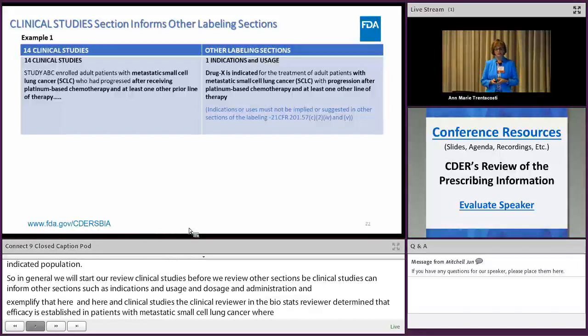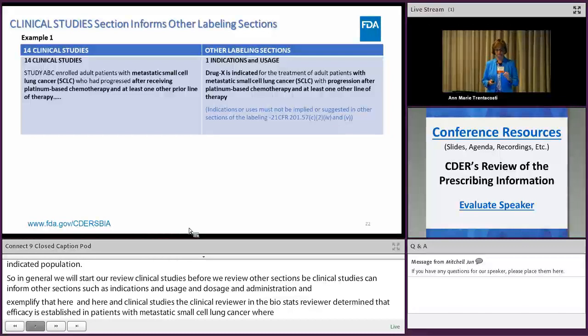For instance, in some instances, the clinical studies that support the approval may omit geriatric patients. However, at the end of the day, the review division determines, based on the benefit-risk analysis and maybe safety information from geriatric patients, that the product can be indicated for all adults and not just patients who are not geriatric patients. So there are differences, but generally you can see why we'd start with clinical studies before we go looking at the indication.